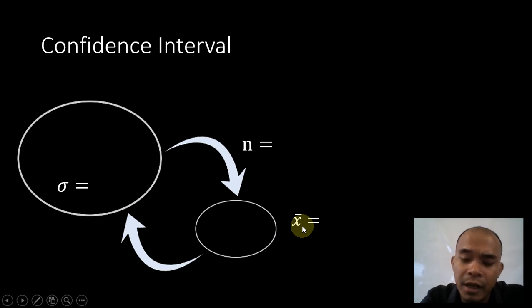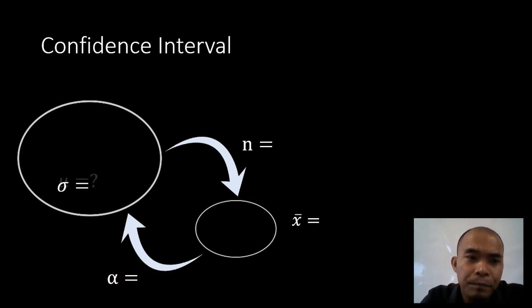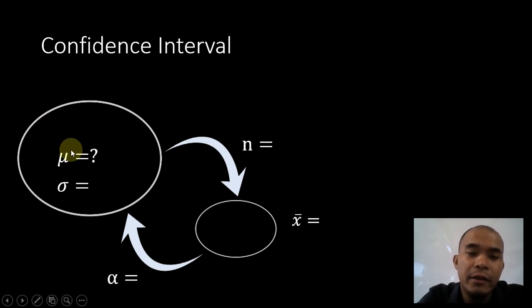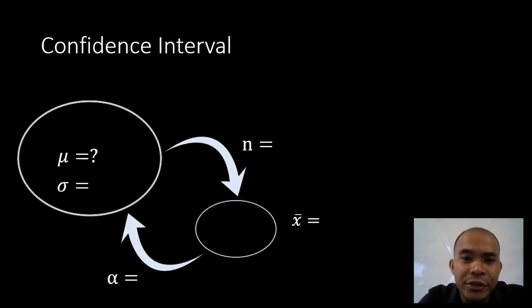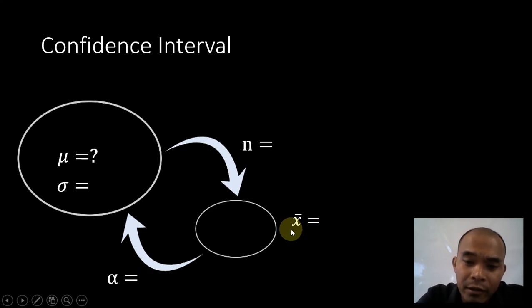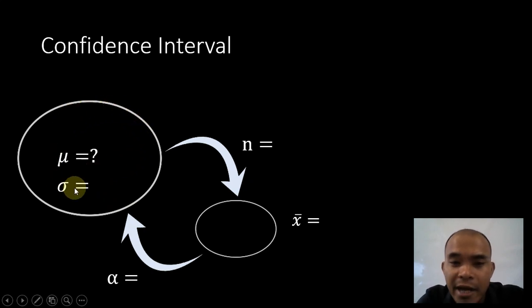Given a certain level of confidence, our alpha here, we are trying to estimate the mean of the entire population. This is one of the applications of inferential statistics, and we're using this sample mean, which we call the point estimate. Using this point estimate, we're going to predict the mean of the entire population.